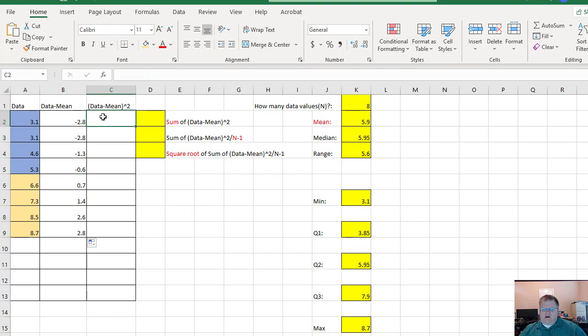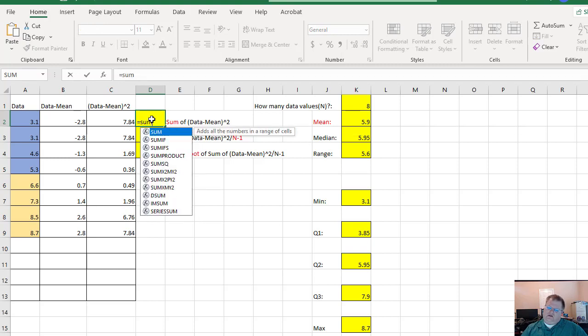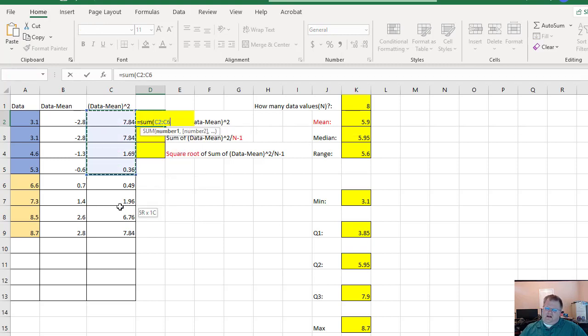Then this next column says to take the number I just got, the data minus the mean, and square it. Well, that's just the number times itself. And then I can do the same trick: white plus, go in the corner, make it a black plus, double-click. Now I want to sum all those squared things that we just worked hard to get. So sum, highlight all that.